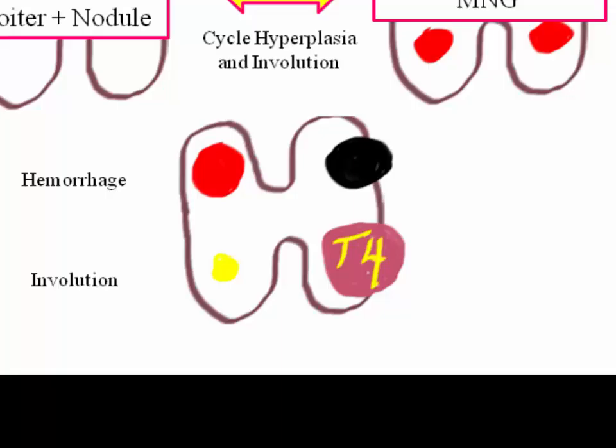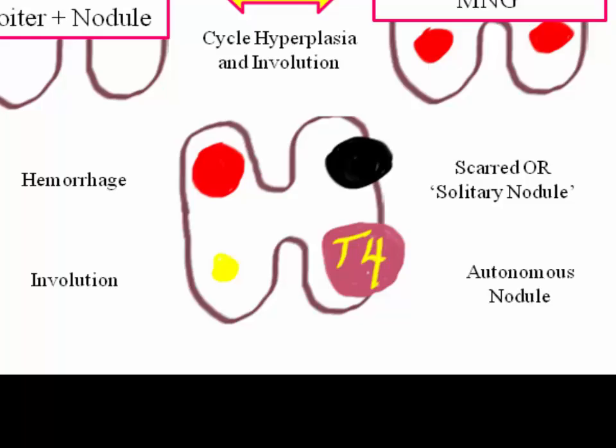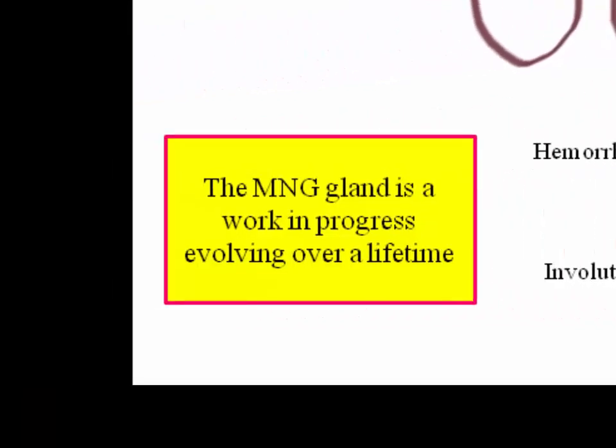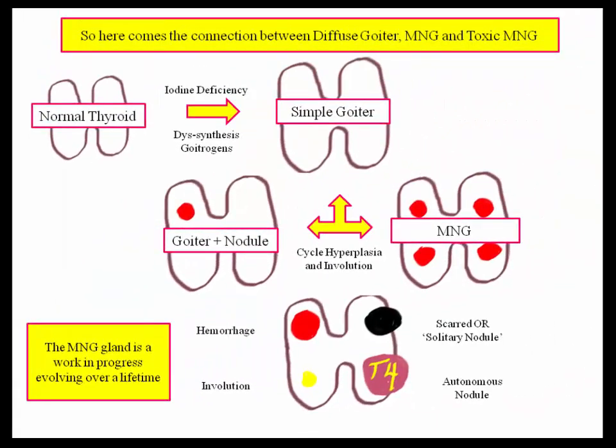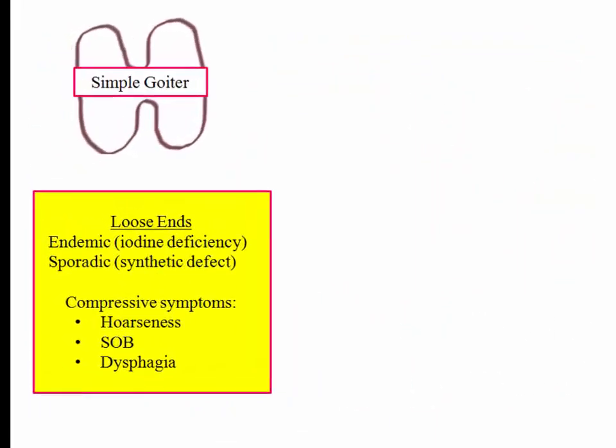They can involute. A nodule can scar and or stand out as a solitary or dominant nodule in the gland. A nodule can develop autonomous function, secreting hormone without regulation. The multinodular gland is a work in progress, evolving over a lifetime. So let's tie up some loose ends.